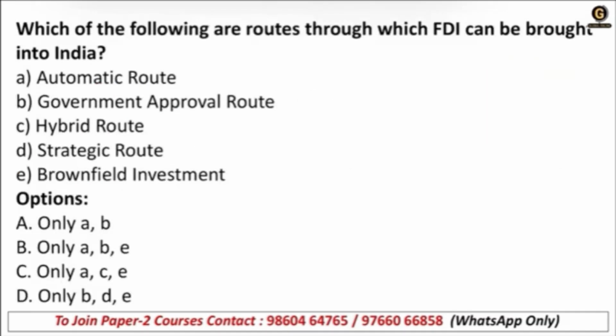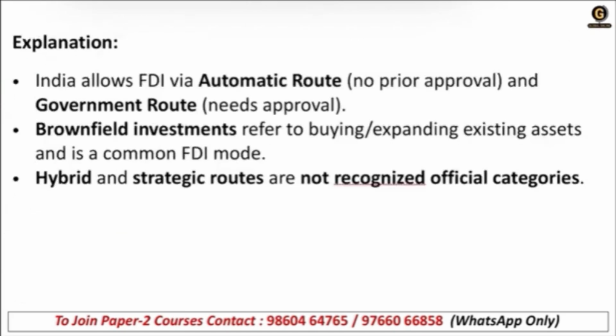Next, which of the following are routes through which FDI can be brought into India? Automatic route, government approval route, hybrid route, strategic route, or brownfield investment. Correct. Right answer is option B, that is A, B, E. Hybrid route and strategic route are not considered. India allows FDI via the automatic route with no prior approval. And the government route needs approval, which we have discussed in the theory session.